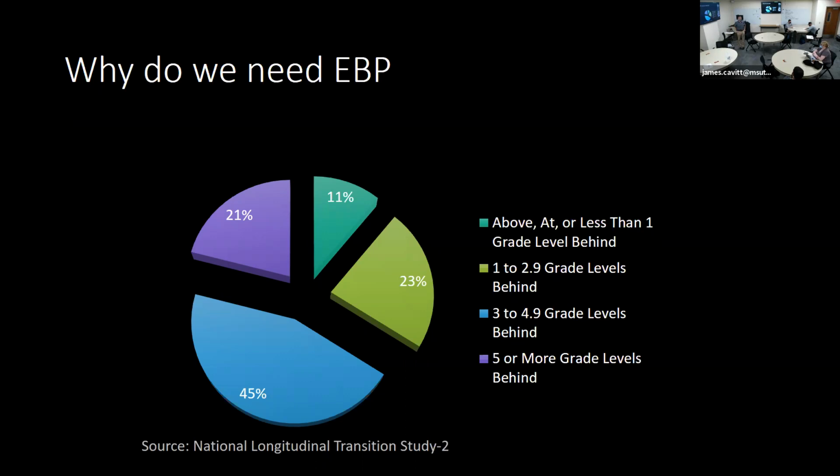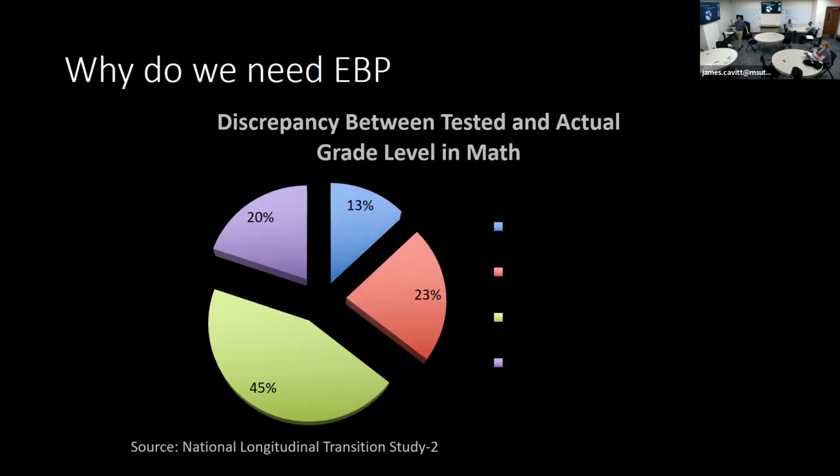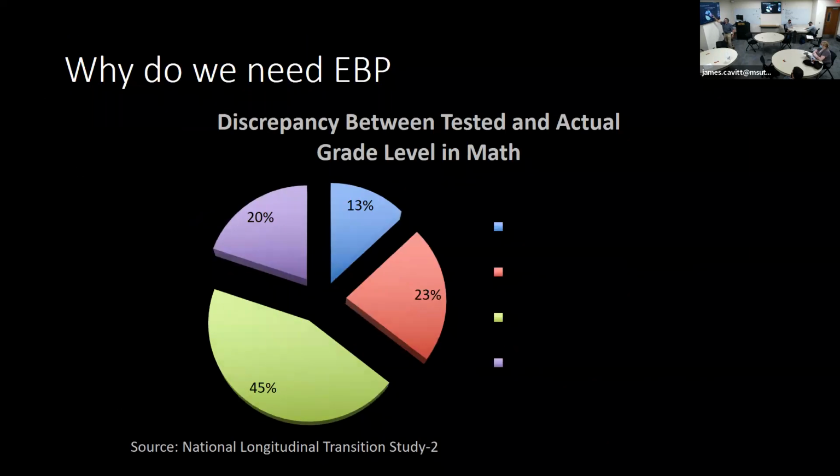What about math? What do you think math's going to look like? Is it going to be worse than this? Similar? Better? Here's math. And it's the same breakdown. I don't know what happened to that. So this is above to 1 grade level behind, 2 to 3, 3 to 5, more than 5.